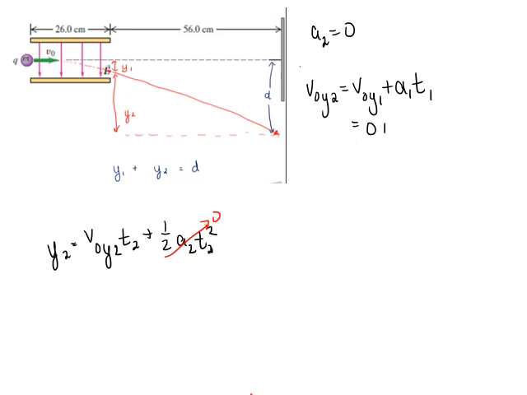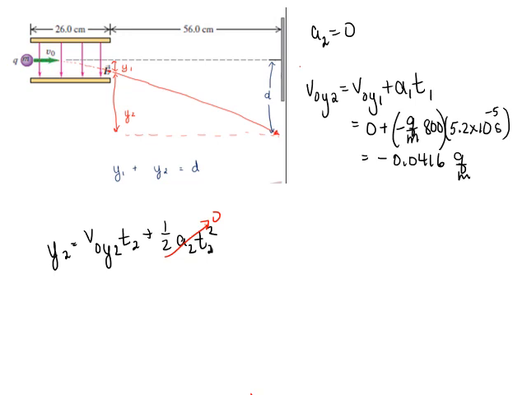v0 y1, that's 0. a1, we found that on the previous slide, that's minus q over m times 800. t1 we also found on the previous slide, 5.2 times 10 to the minus 5 seconds. That gives us a v0 y2 of minus 0.0416 times q over m.